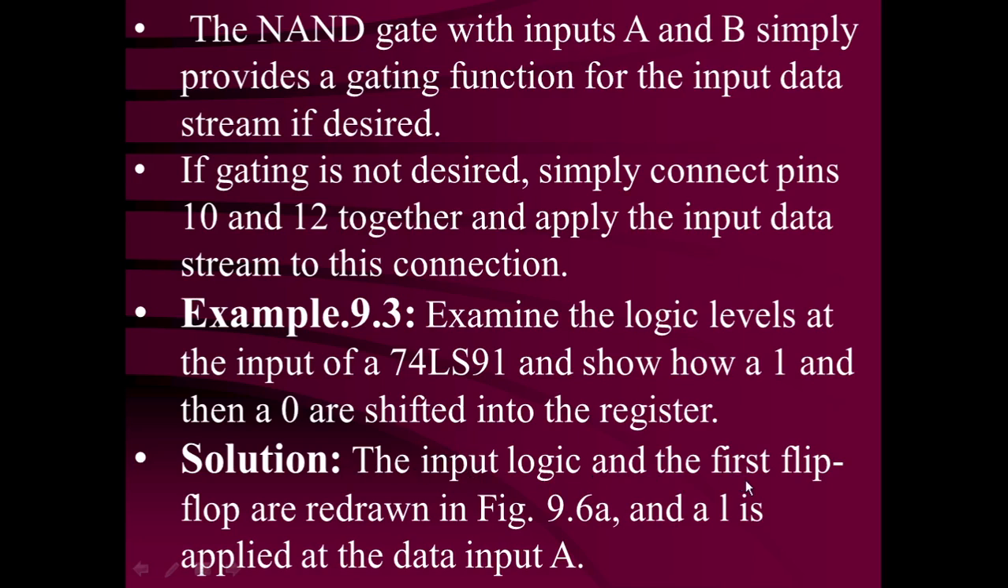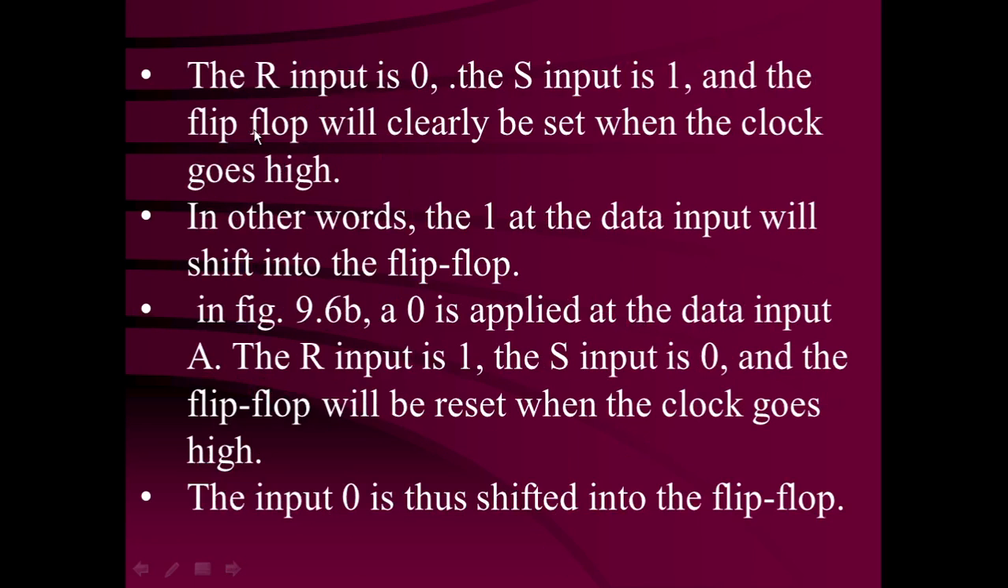The input logic and the first flip flop are redrawn in figure 9.6a, and 1 is applied at the data input A. The R input is going to be 0 and the S input is going to be 1. The flip flop will clearly be set when the clock goes high. On the positive edge of the clock, the flip flop is going to be set. In other words, the 1 at the data input will be shifted into the flip flop.